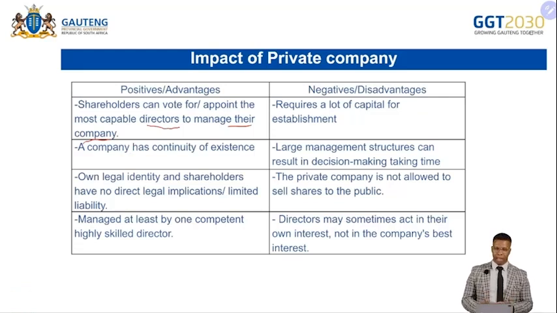The company has to be run by a director who should be capable and who should have the knowledge on how to run that particular company. Now, that becomes an advantage because it's not like with some other forms of ownership whereby the idea that you have started the business means you should run it even if you do not have the capabilities to do so. So another advantage is that a company has continuity of existence. So whether one shareholder passes away or not, the company will still continue.